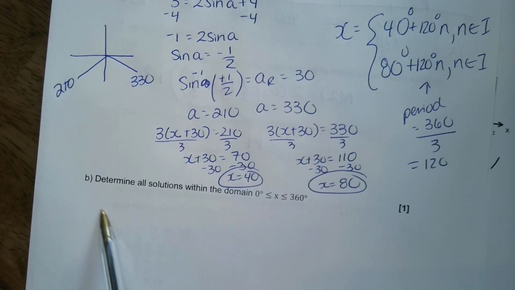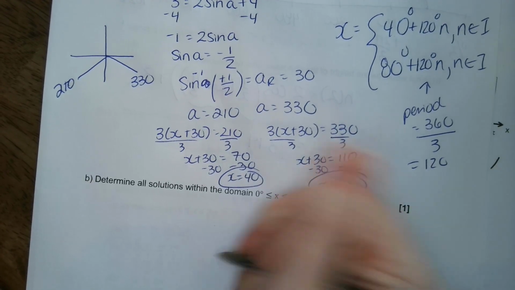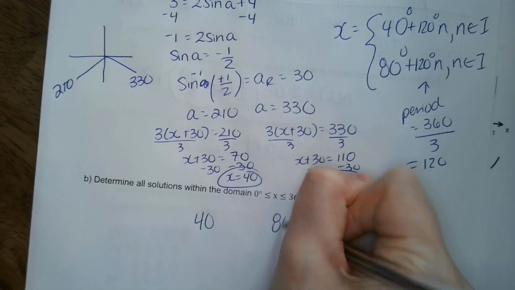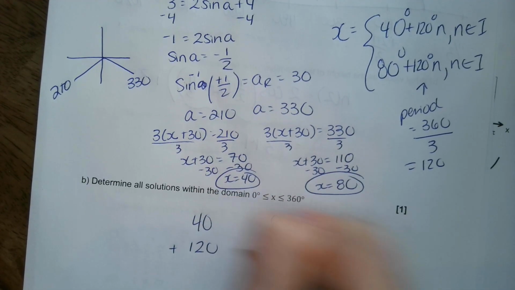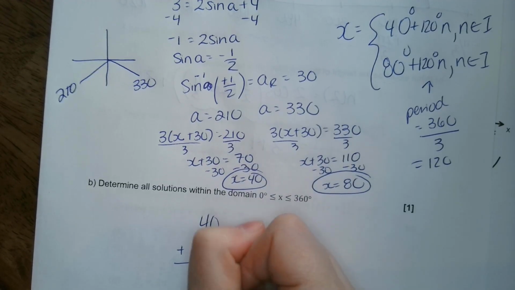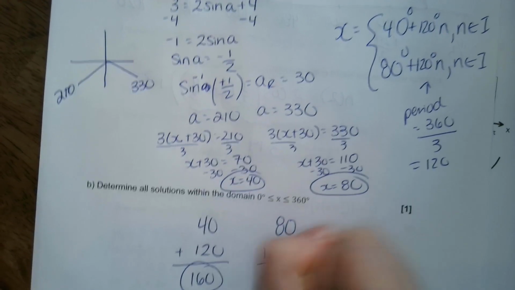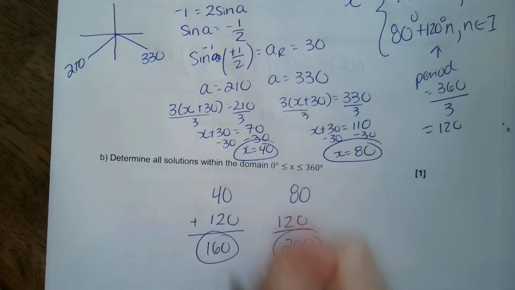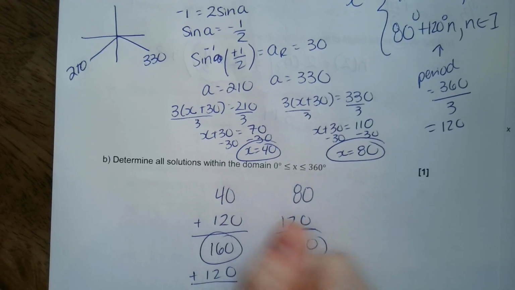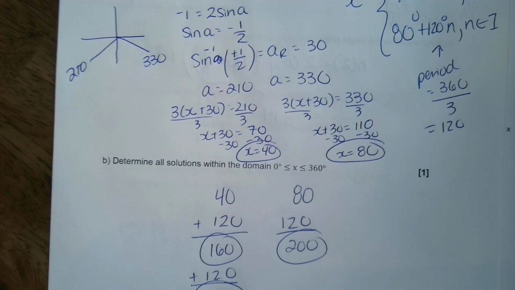Last guy. Determine all solutions within the domain, 0 is less than or equal to x is less than or equal to 360. You start off with these values from your general solution, and you add or subtract your period until you bust outside your domain. So I have 160, that's within the domain. I have 200, that's within the domain. If I keep adding 120, I get 280, that's within the domain. If I added another 120, I'm at 400, so I'm outside.